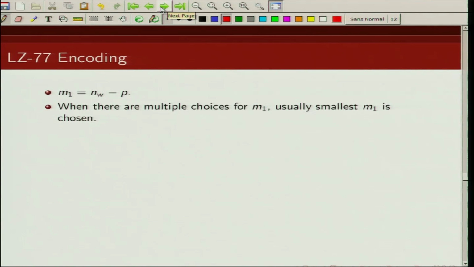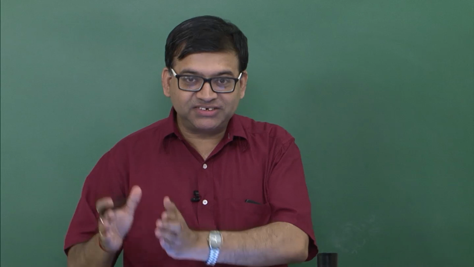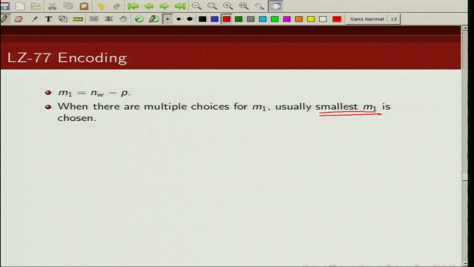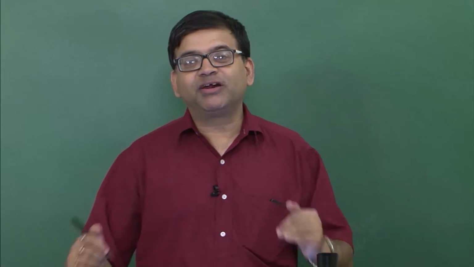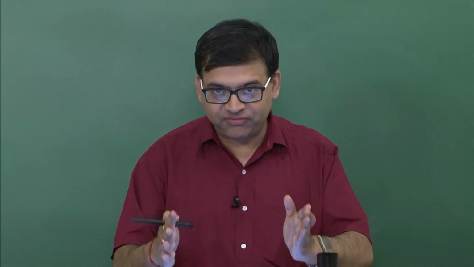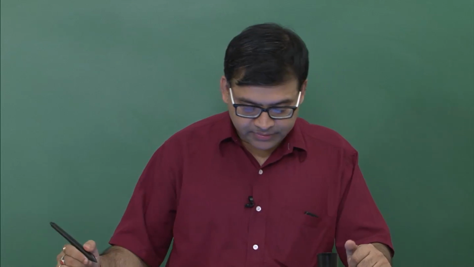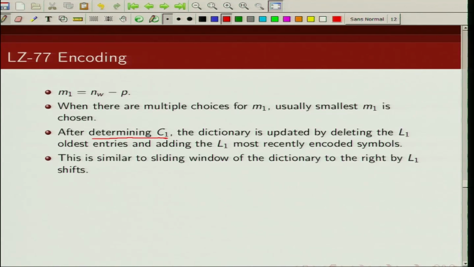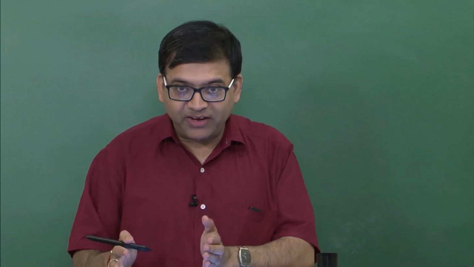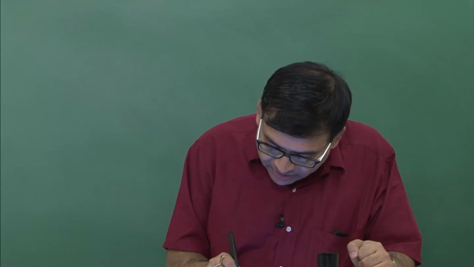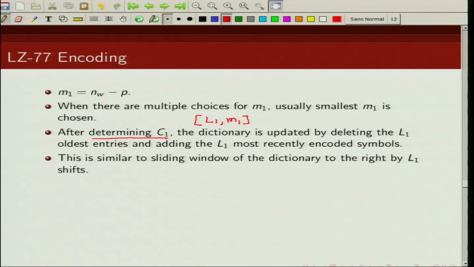Now there might be multiple places where I have a match of the largest string. So which value of M should I choose? I should choose the smallest value of M. The reason being, if I am using variable length coding to describe M, the smaller the M, the fewer bits I will require. However, if I am using a fixed number of bits to represent M, then it does not matter what choice of M I use. Once I have found the largest match of the string Y1 inside the dictionary, my code word C1 is nothing but this pair of the length of the match L1 and this M1. So this will give me the code word C1.